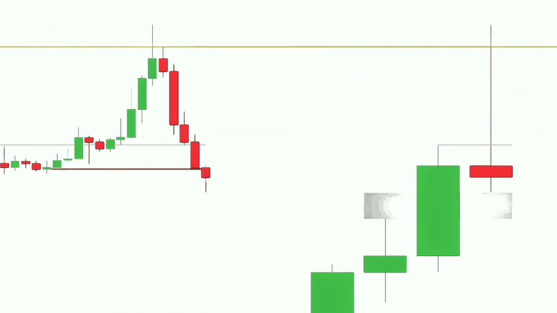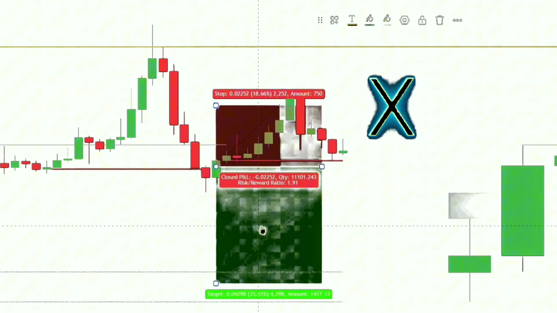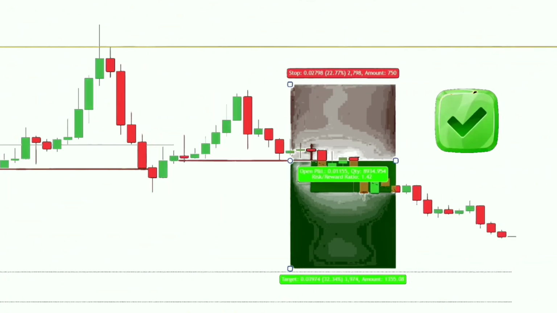Too wide and you kill your risk to reward, too tight and you get wicked out. Structure-based stops give you clarity and edge.